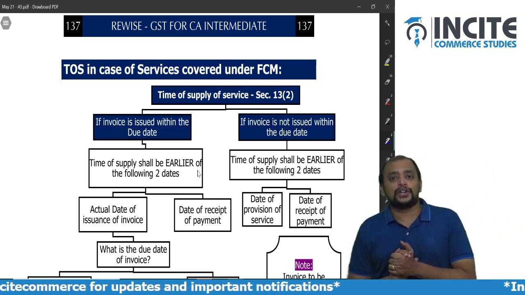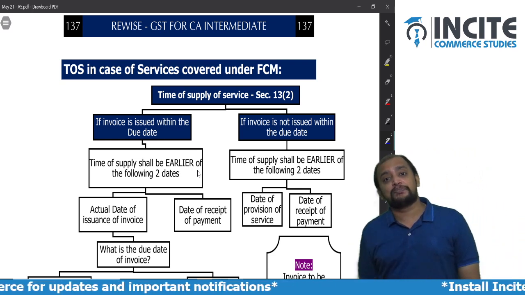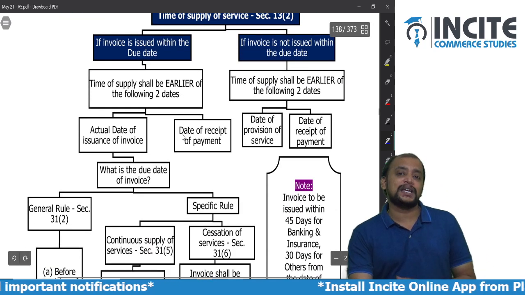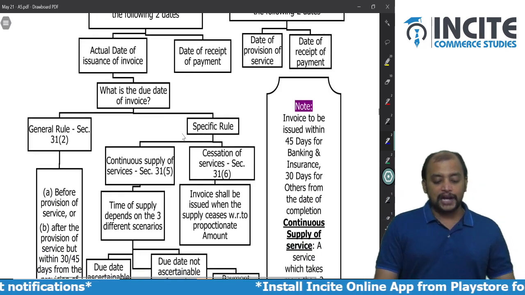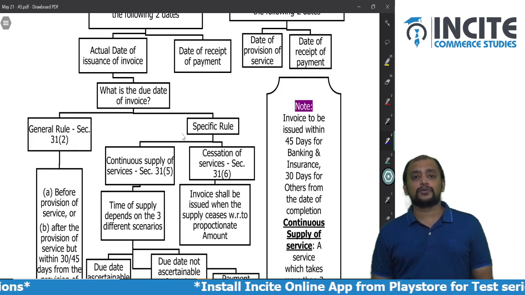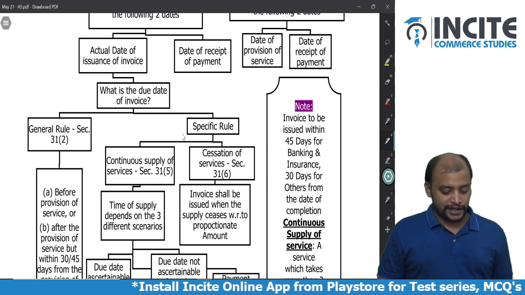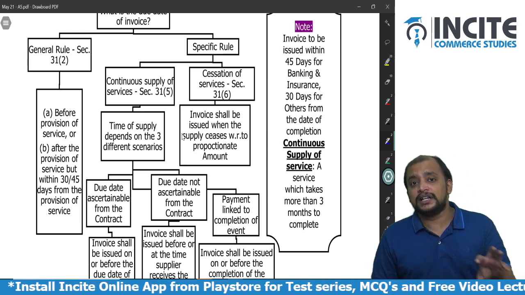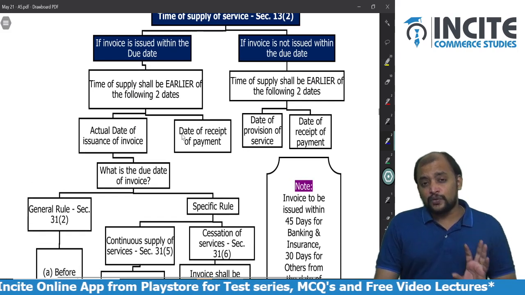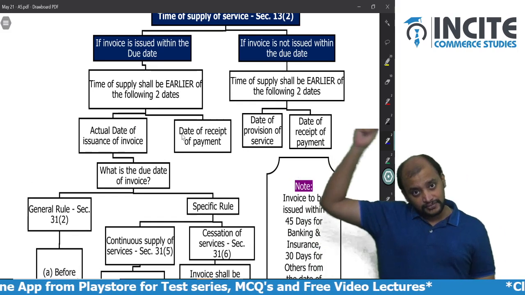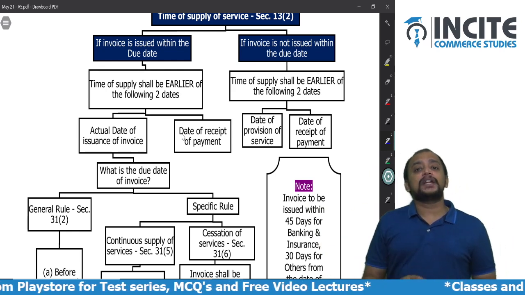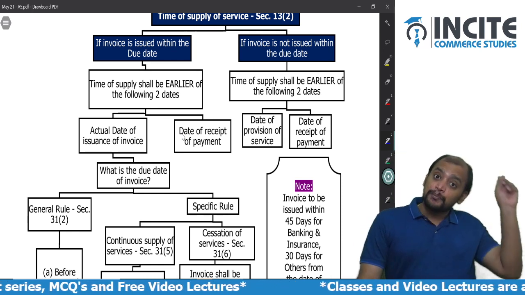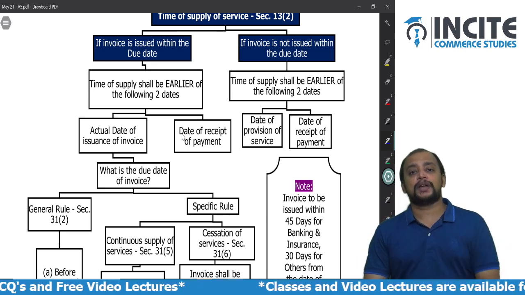If the invoice is given within the due date, then the actual date of invoice or date of payment, whichever is earlier. That is this. If the invoice is issued within the due date, time of supply shall be the earlier of the actual date of issuance of invoice or date of receipt of payment. What is the meaning of due date of invoice? We have all the provisions. This chart we already discussed; I have just linked it here. Then, suppose the invoice is not issued within the due date, what will happen? Date of completion or date of payment, whichever is earlier, will be taken as the time of supply. Date of completion, not date of invoice.